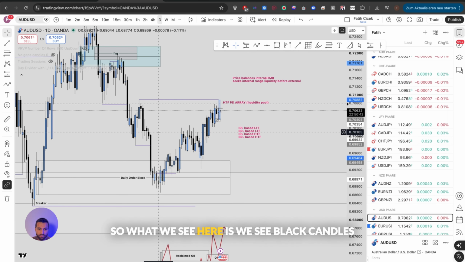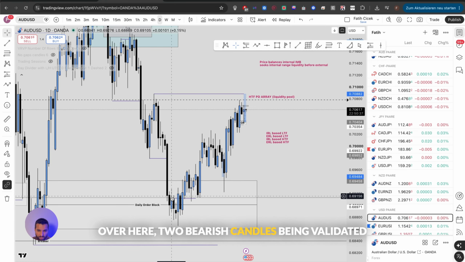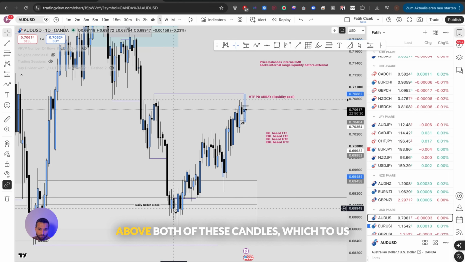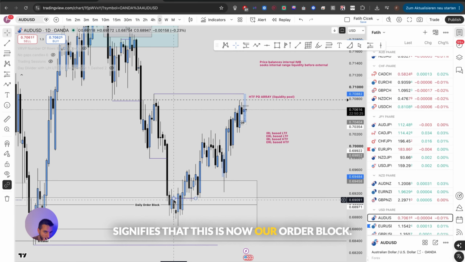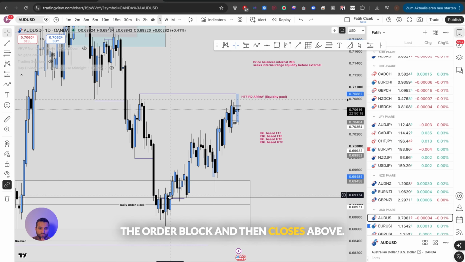So what we see here is black candles over here, two bearish candles being validated by this bullish candle, because it closed above both of these candles, which to us signifies that this is now our order block. What we see then is price basically retests the order block and then closes above.